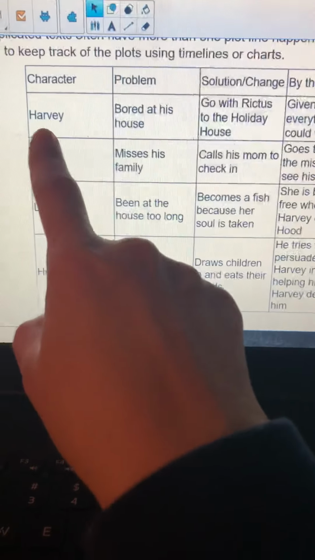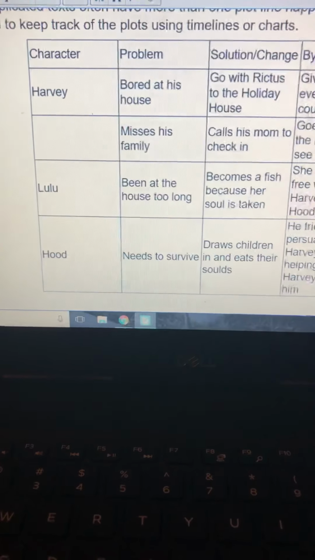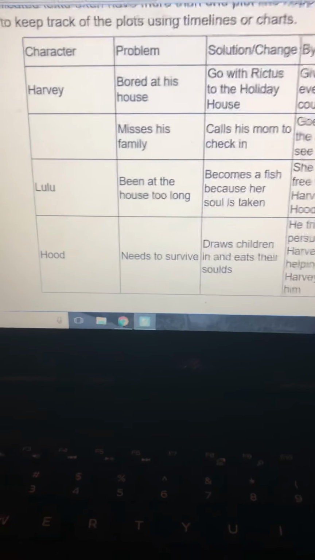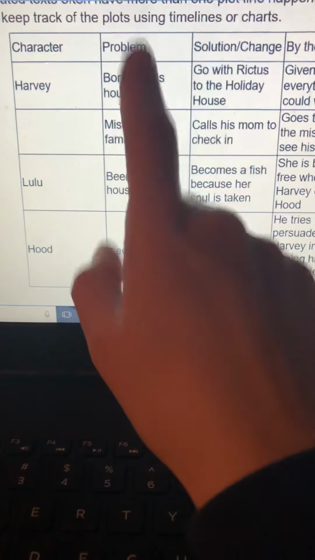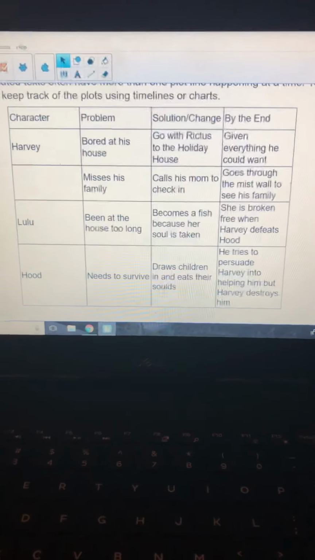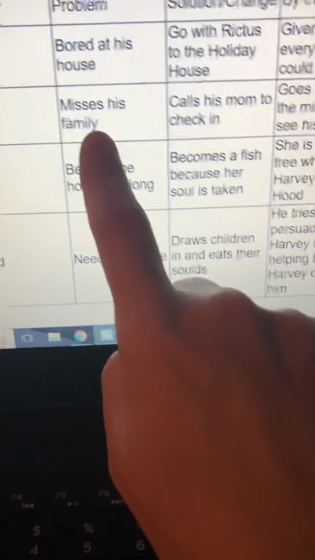So first off, Harvey's problem is that he's bored at his house. His solution is that he's going to go to Rictus with the holiday house, and by the end, he's given everything that he could want. Okay, we're solving this problem. Now, yes, there's a bunch of different problems in there, but really, his boredom is solved by him getting all of these gifts. Okay, secondly, he misses his family.